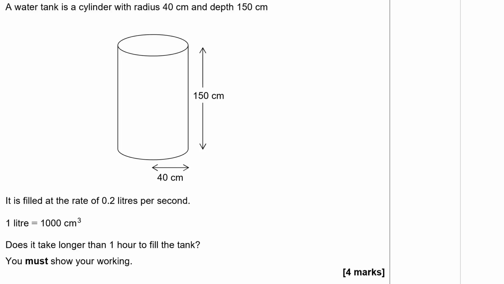What's the volume of this cylinder? Well, a cylinder is a prism, and the volume of a prism is equal to its cross-sectional area times its length, or its height. So we need to work out what this bit is here. Now that area is a circle. It's pi r squared times the height. So the volume of this cylinder is going to be pi r squared h.